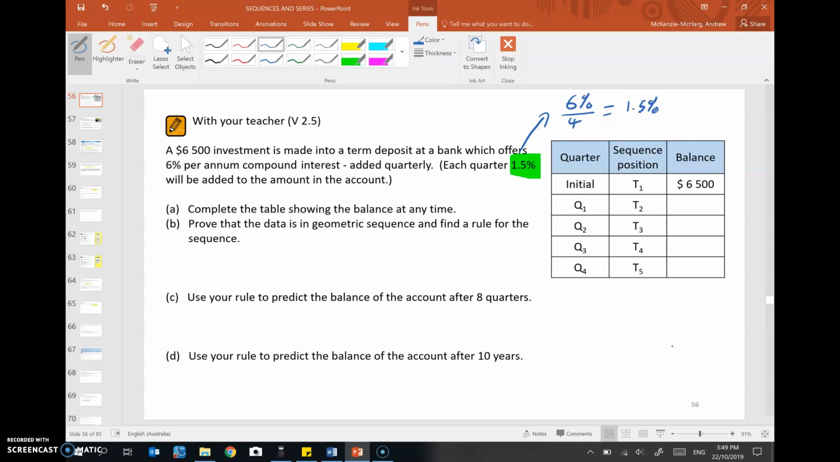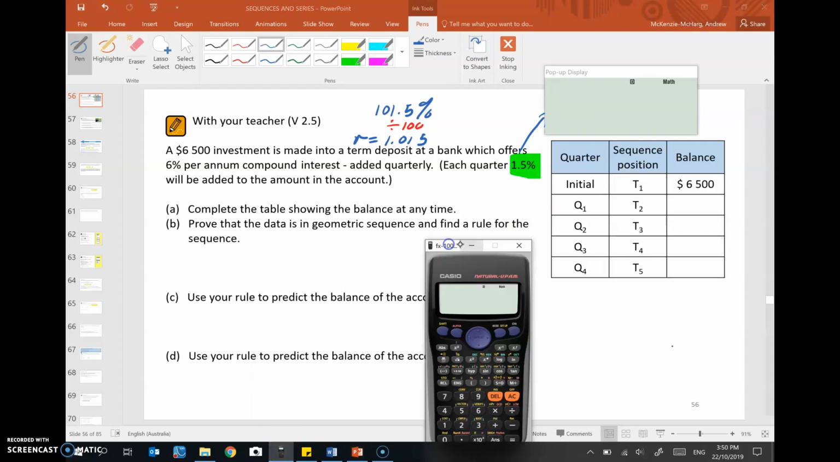So the first thing to do would be to convert that into a decimal. Because this is a percentage increase, that means that we're going to have 101.5%. So we're adding this 1.5% here to 100% to get that. And then when we divide that by 100 to get our decimal, we have 1.015 for our R value. Okay, so we're going to use that to complete this table.